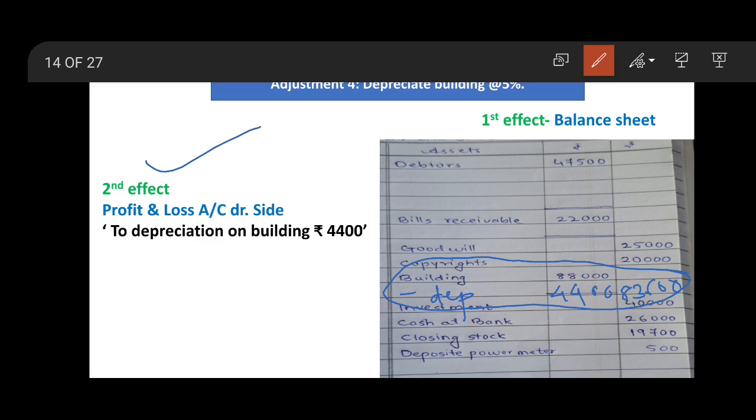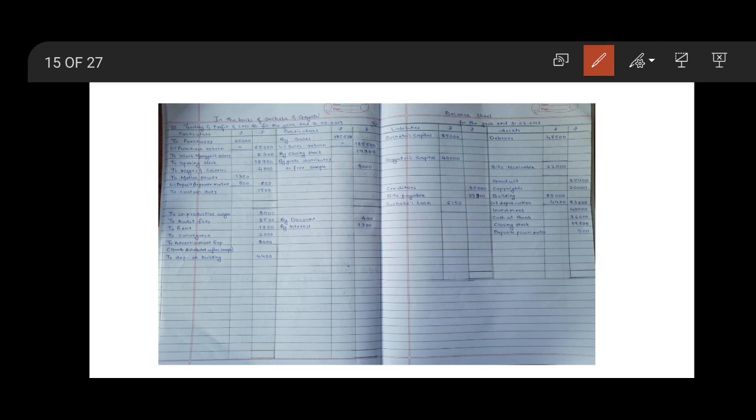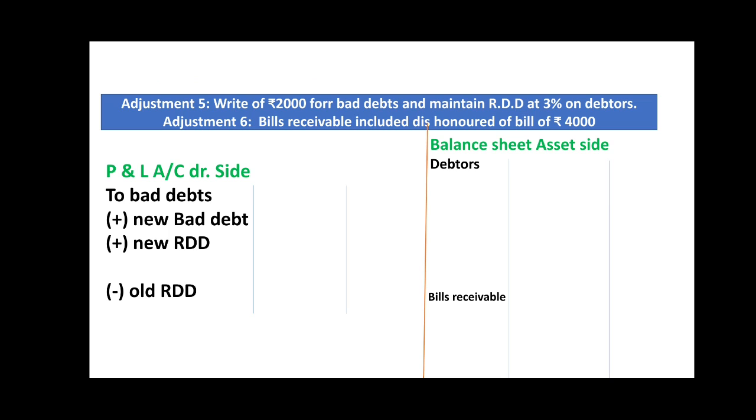The second effect, profit and loss account debit side, to depreciation on building rupees 4,400. The depreciation amount you will write here. You can see this here. Building was written 88,000 less depreciation 4,400, 83,600 in the outer column. Next effect, profit and loss account debit side, to depreciation on building 4,400.